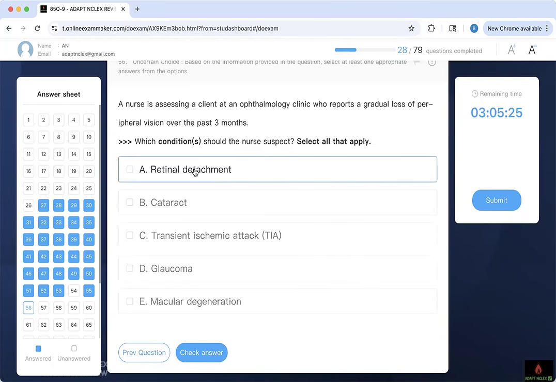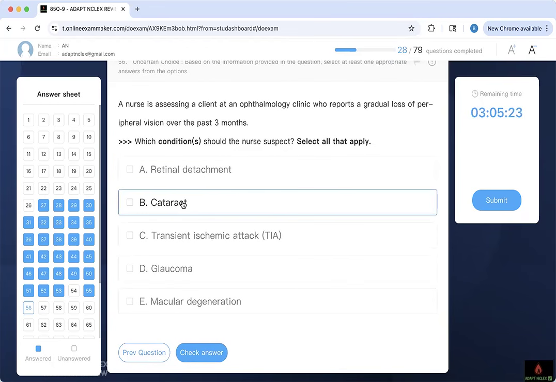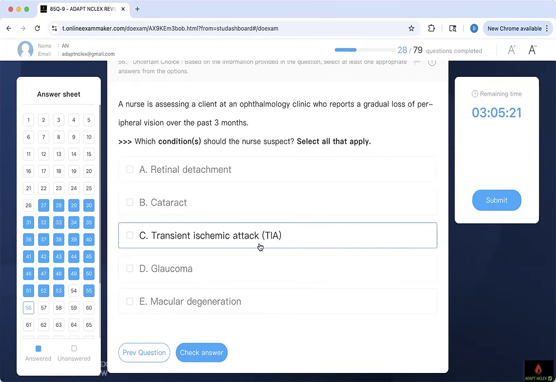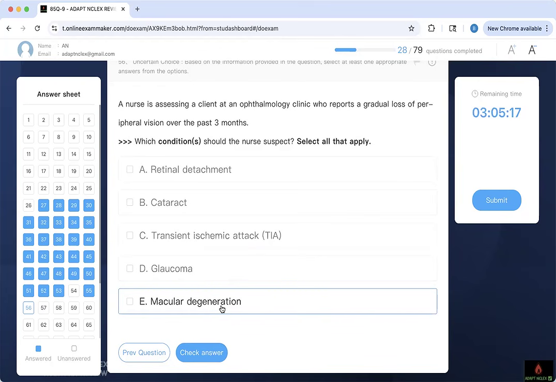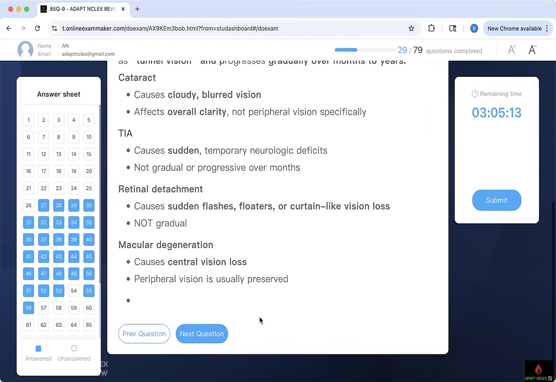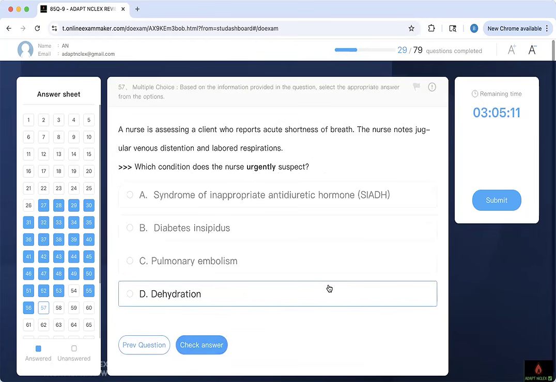It's not retinal detachment, no cataract, no transient ischemia. That means acute, like they're having a stroke. Macular degeneration is mostly central. Glaucoma is the only thing. It's just a trap. Don't overselect.